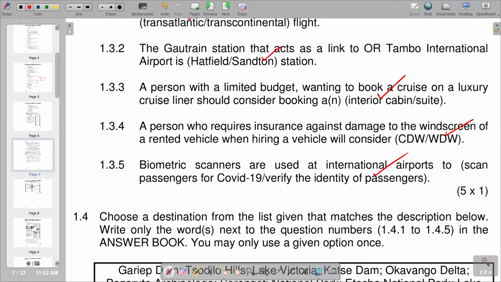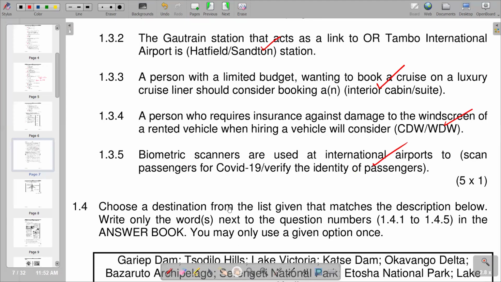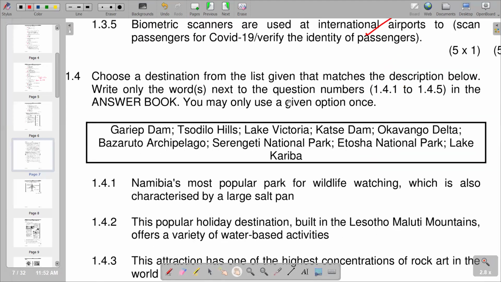Then we go to 1.4. 1.4 says choose a destination from the list given that matches the description below. Write the word or words next to the question numbers 1.4.1 to 1.4.5 in the answer book. You may only use a given option once. So that's what we have.